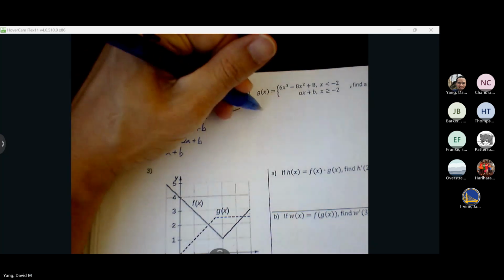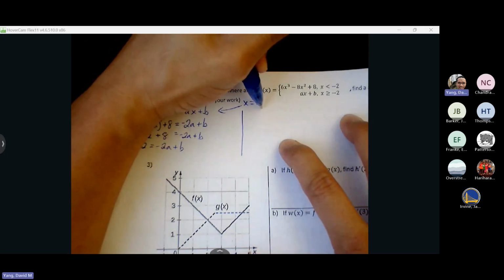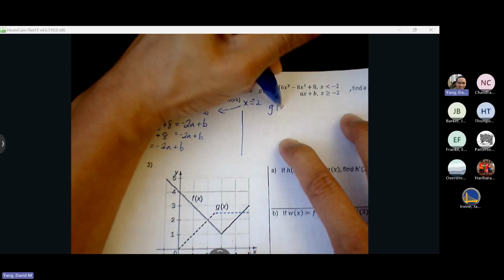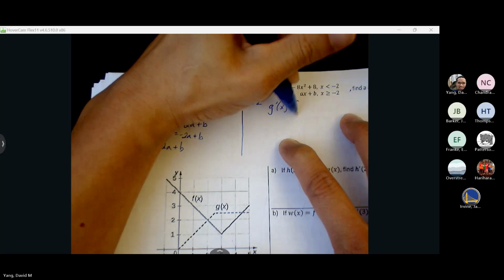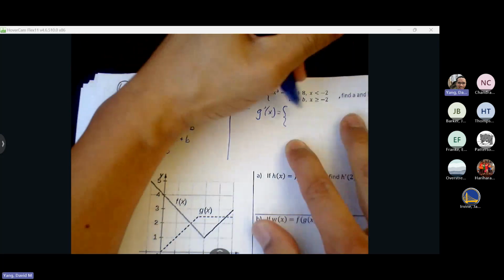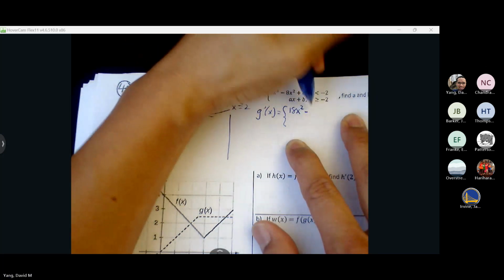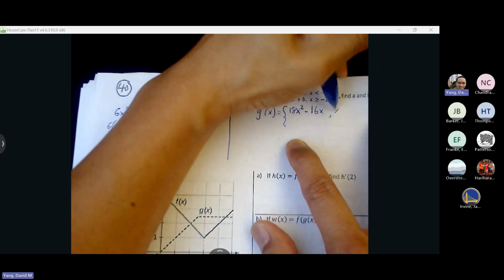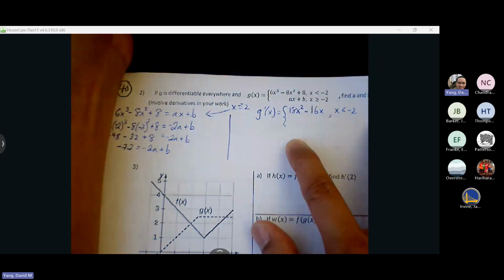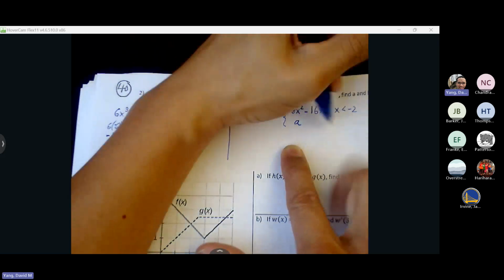So we'll need another equation. So let's find g prime. Once we find g prime, we can set those piecewise equal to each other. So we go down and find the derivative. 6x cubed becomes 18x squared minus 16x, and this is for x less than -2. And then ax plus b, the derivative there is just what? Just a. Yeah, ax becomes a, b goes to 0.